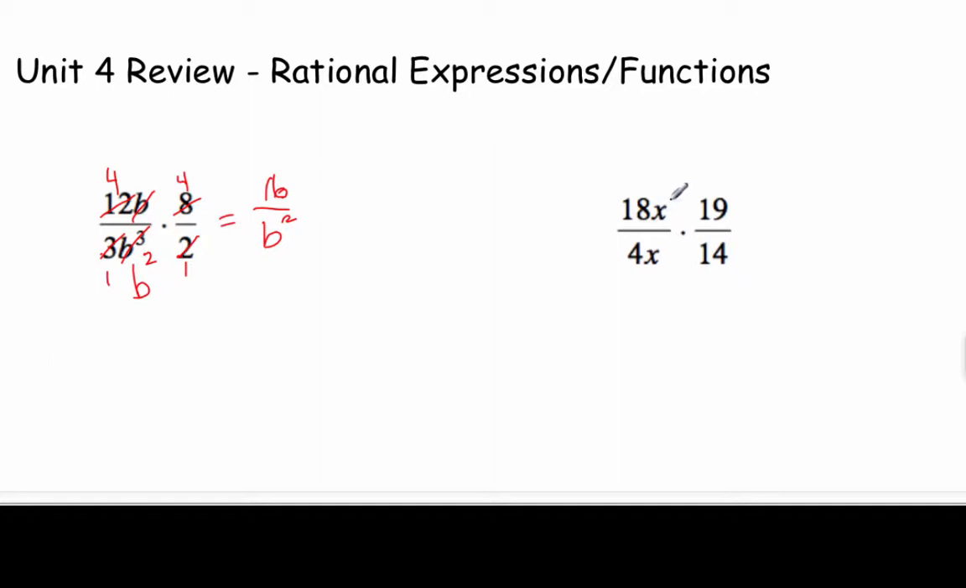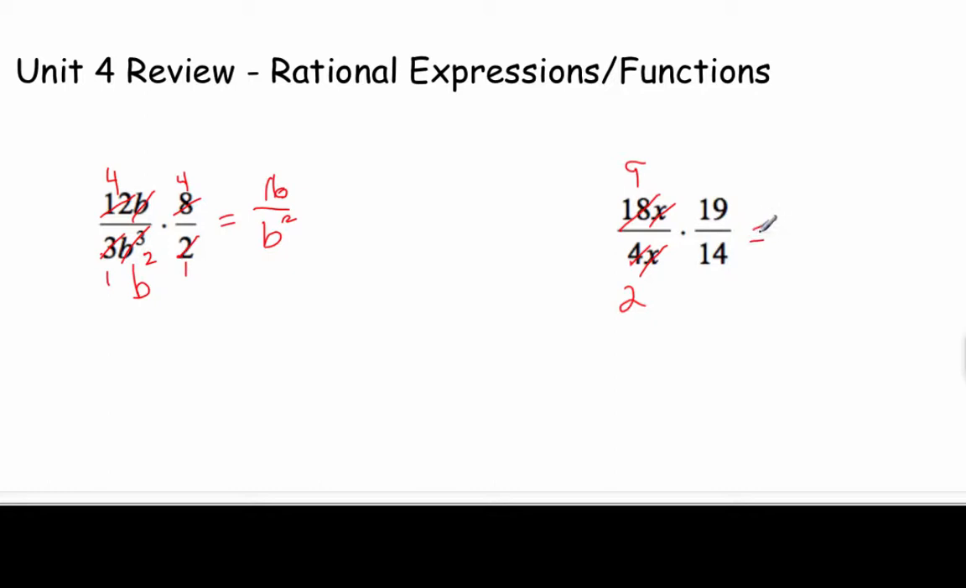Alright, come on over here. Now let's take a look. I see that I've got an x and an x, so I can get rid of those. 19 and 14, nothing in common. 18 and 4, though, yes, I can divide each of them by 2, and I get a 9 here and a 2 here. 9 and 14, nothing. 2 and 19, nothing.